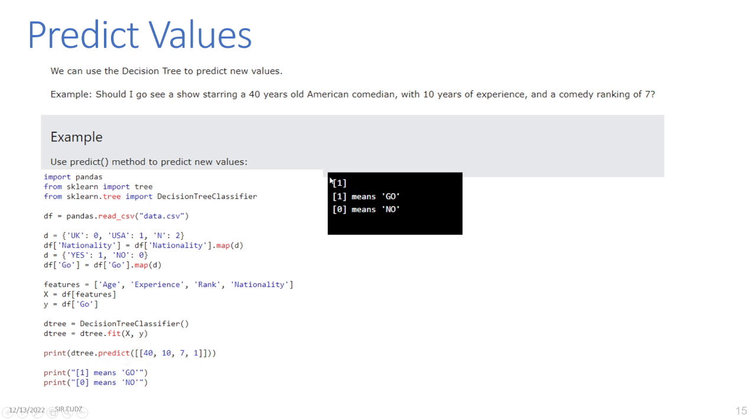So the result is actually 1. That means it's a go. And here, if it is 0, it means no. So, but this is the result. So that means if the comedian is a 40-year-old American with 10-year experience and a ranking of 7, that means the probability is that the person will go to the show.